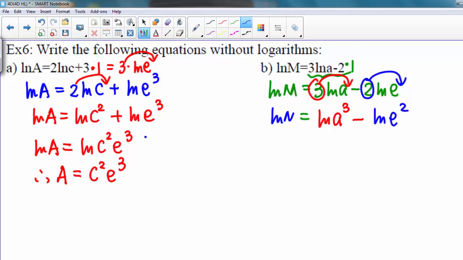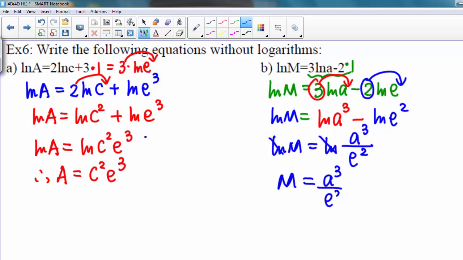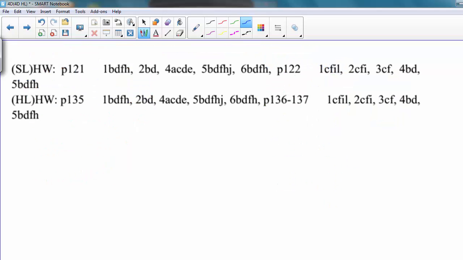This is ln m. With the minus in the middle, we know this is the quotient rule. So we need to divide these two arguments. So it's a cubed divided by e squared. Then one log on the left side, one log on the right side, and both of them have the same base. I can ignore the log symbol and their base. So it's m equals a cubed over e squared. So here is the homework.